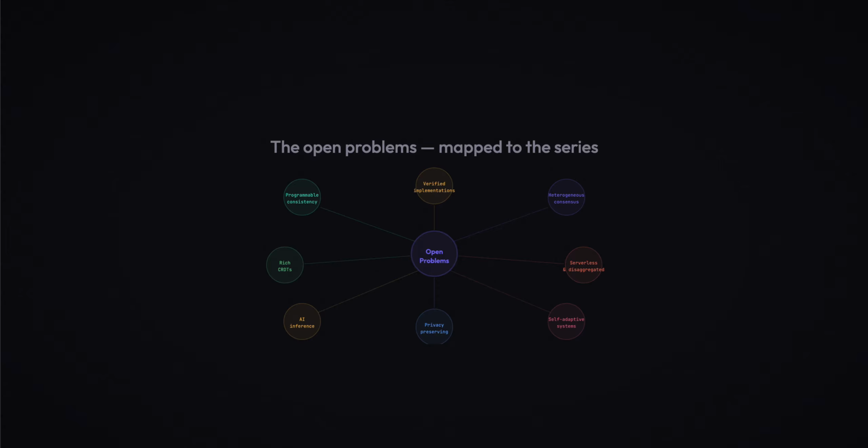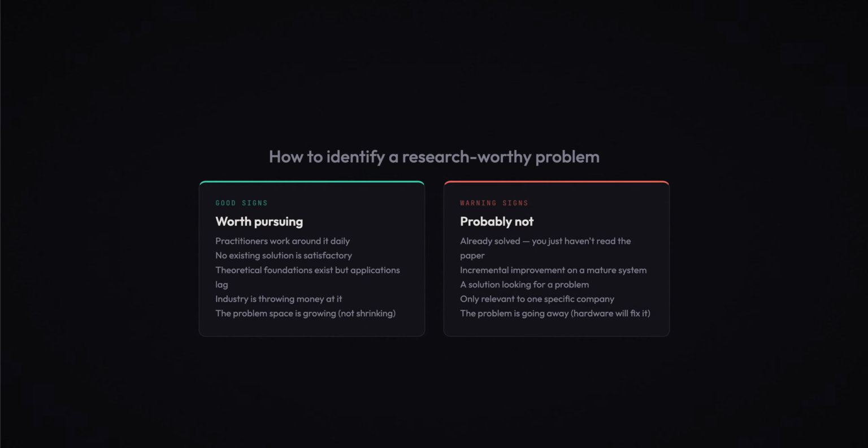AI inference builds on episode 20. Privacy preserving computation is a new axis. Self adaptive systems connect to episode 10, and the edge cloud continuum connects to episode 17. Every open problem has roots in the fundamentals. That's why the fundamentals matter.